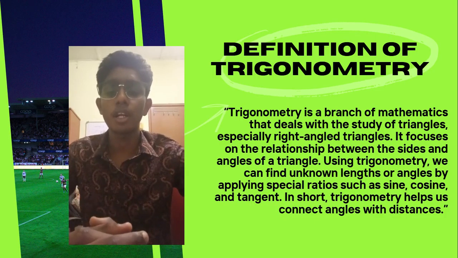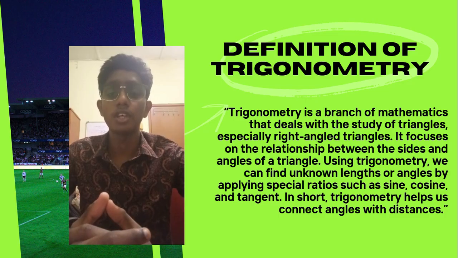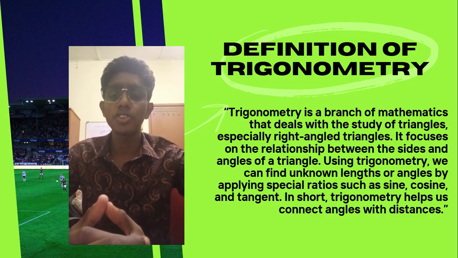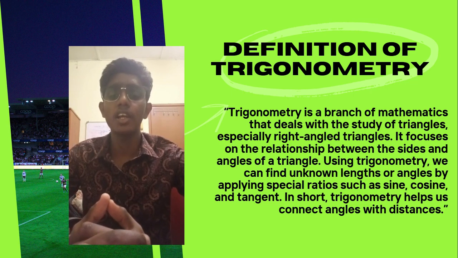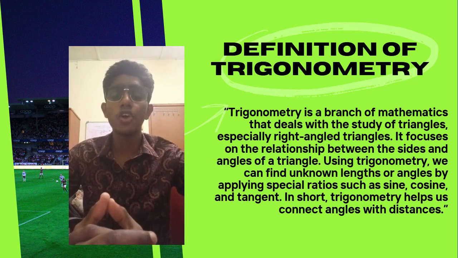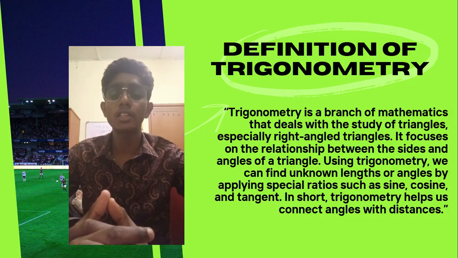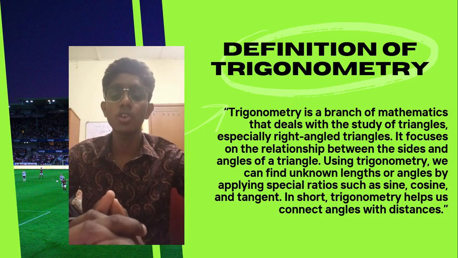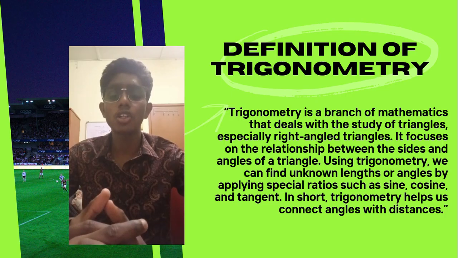Definition of trigonometry. Trigonometry is a branch of mathematics that deals with the study of triangles, especially right-angled triangles. It focuses on the relationship between the sides and the angles of a triangle. Using trigonometry, we can find unknown lengths or angles by applying special ratios such as sine, cosine and tangent. In short, trigonometry helps us connect angles with distances.